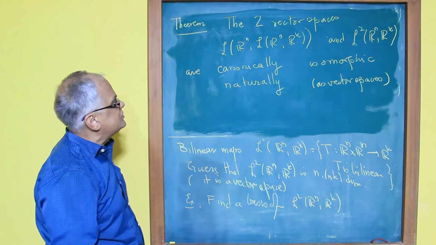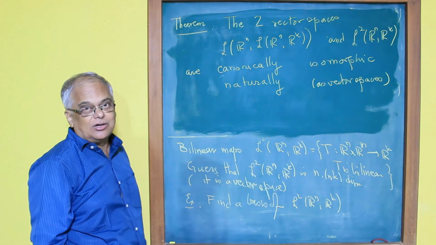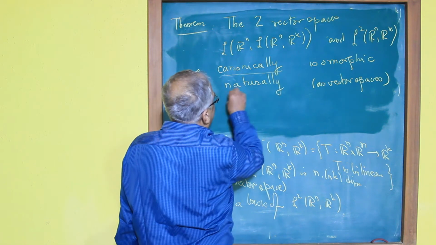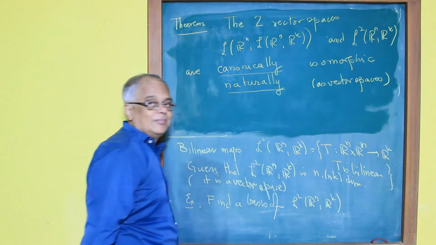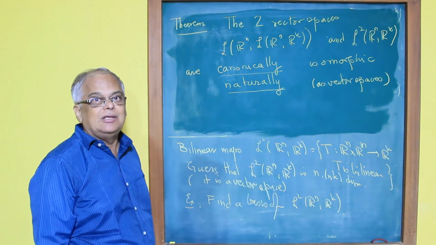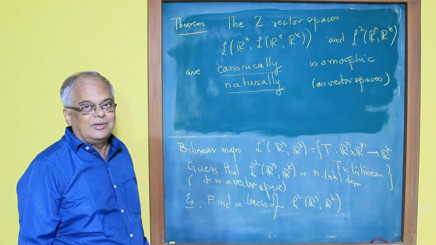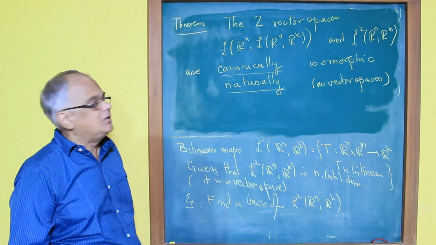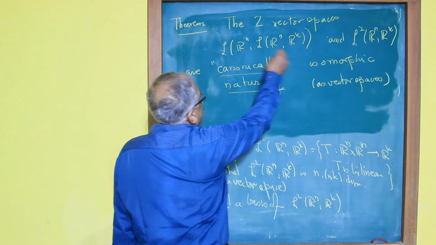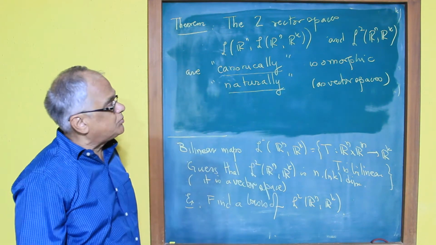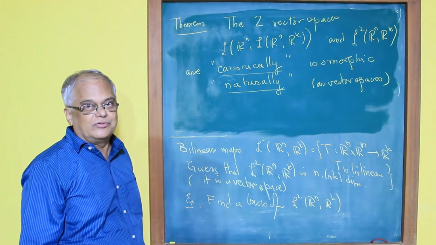These are two terms which you may or may not have heard earlier: canonically and naturally. They have specific meanings in mathematics. We'll talk about these meanings after we finish the proof. So right now the question is, what is the meaning of these two terms? Isomorphic, we know what it means.